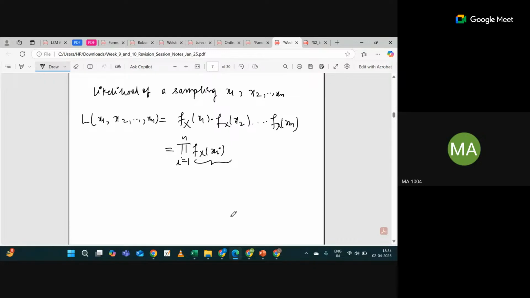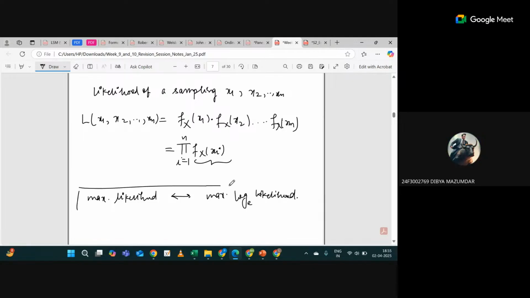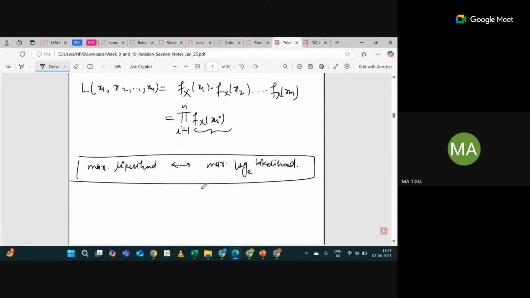So there is one concept in mathematics: maximizing a function is the same as maximizing the logarithm of that function. We will use the same concept, that maximizing this likelihood is the same as maximizing the log likelihood, which is basically the natural logarithm. This is for unknown parameters. Yes, this is another method to find the unknown parameter, so we will estimate it.